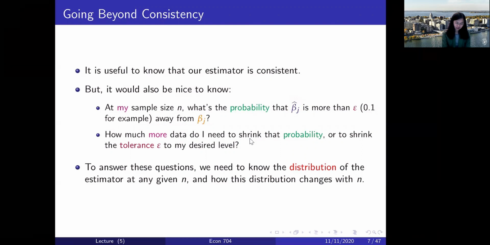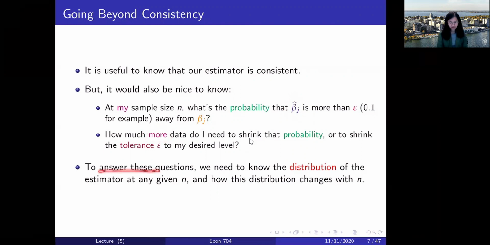For another example, you might also want to know how much more data you need to shrink that probability to a tolerance level that you can accept. Suppose my tolerance for the probability that beta hat is 0.1 unit from the true value is 10%. So I cannot accept an error probability higher than that. Then how large a sample size do I need?